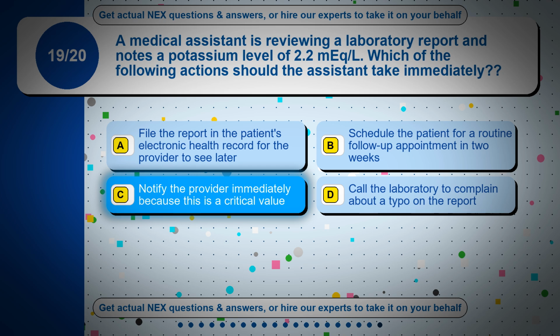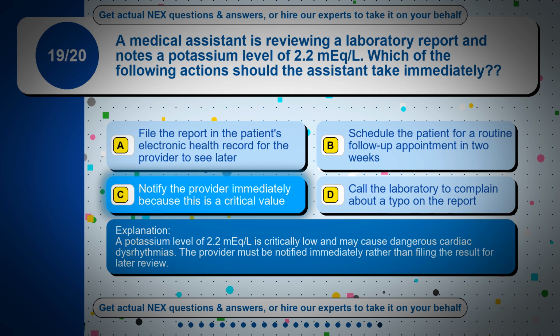Notify the provider immediately because this is a critical value. A potassium level of 2.2 milliequivalent/L is critically low and may cause dangerous cardiac dysrhythmias. The provider must be notified immediately rather than filing the result for later review.